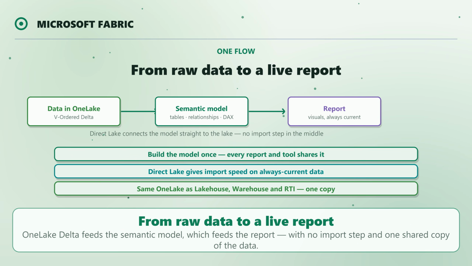Three ideas to take with you. One, build the semantic model once, and every report, Excel file, and tool shares the same numbers. Two, DirectLake gives you import-class speed on data that's always current, ending the old faster-versus-fresher trade-off. And three, it's the same OneLake as your Lakehouse, Warehouse, and Real-Time Intelligence. So there's exactly one copy of the data underneath all of it. That's Fabric's BI engine.